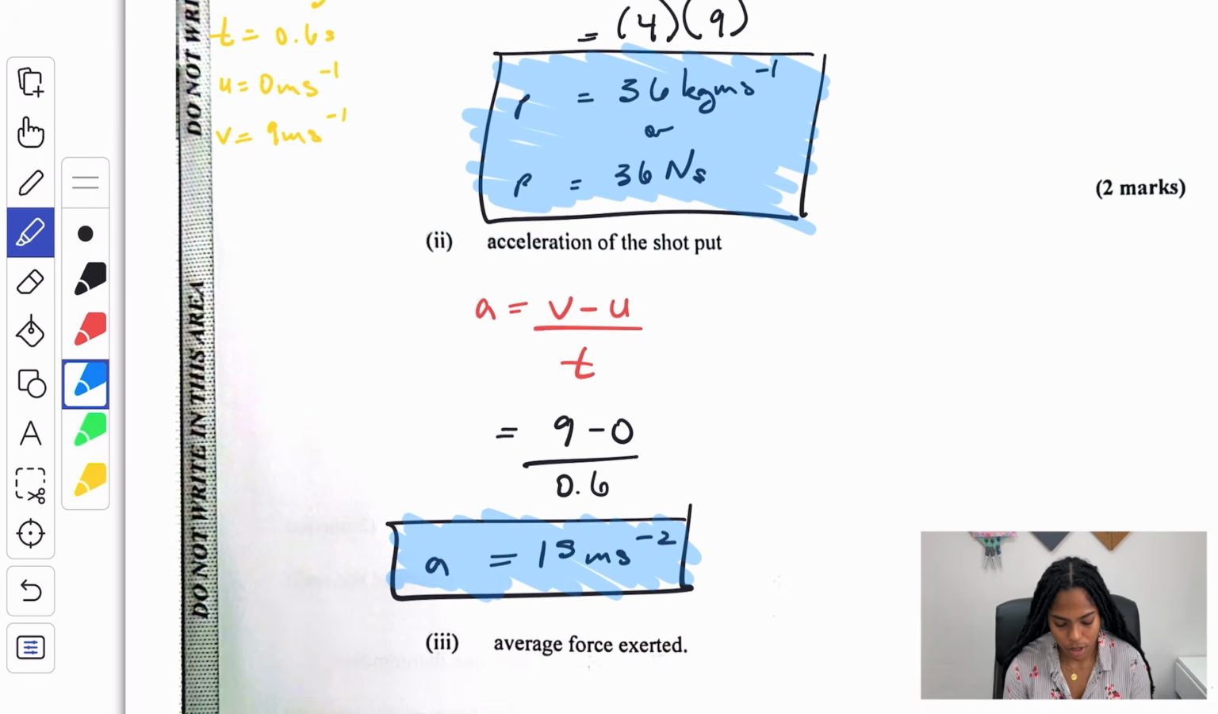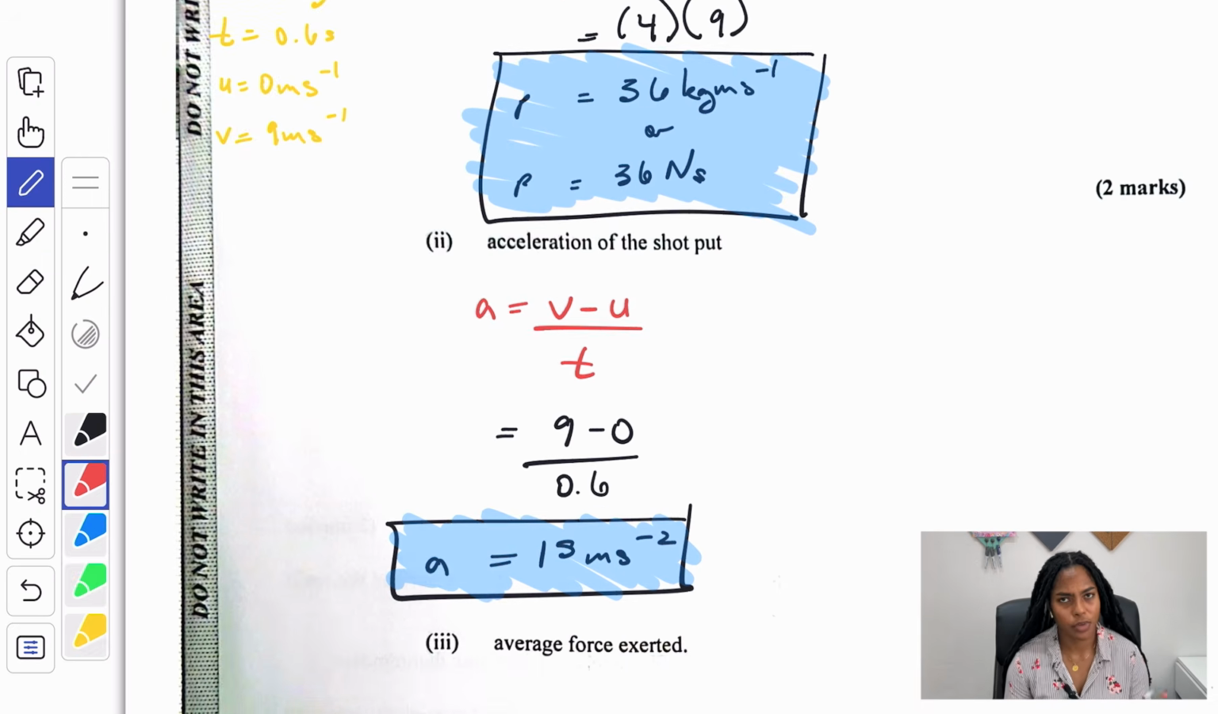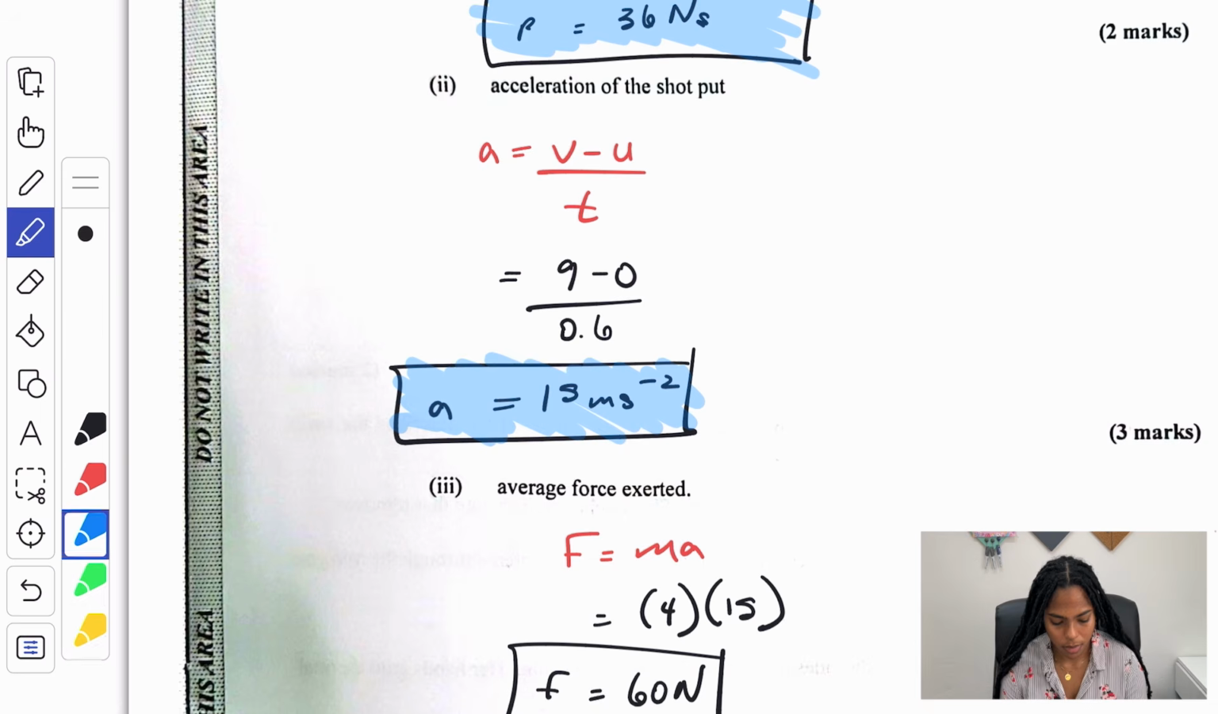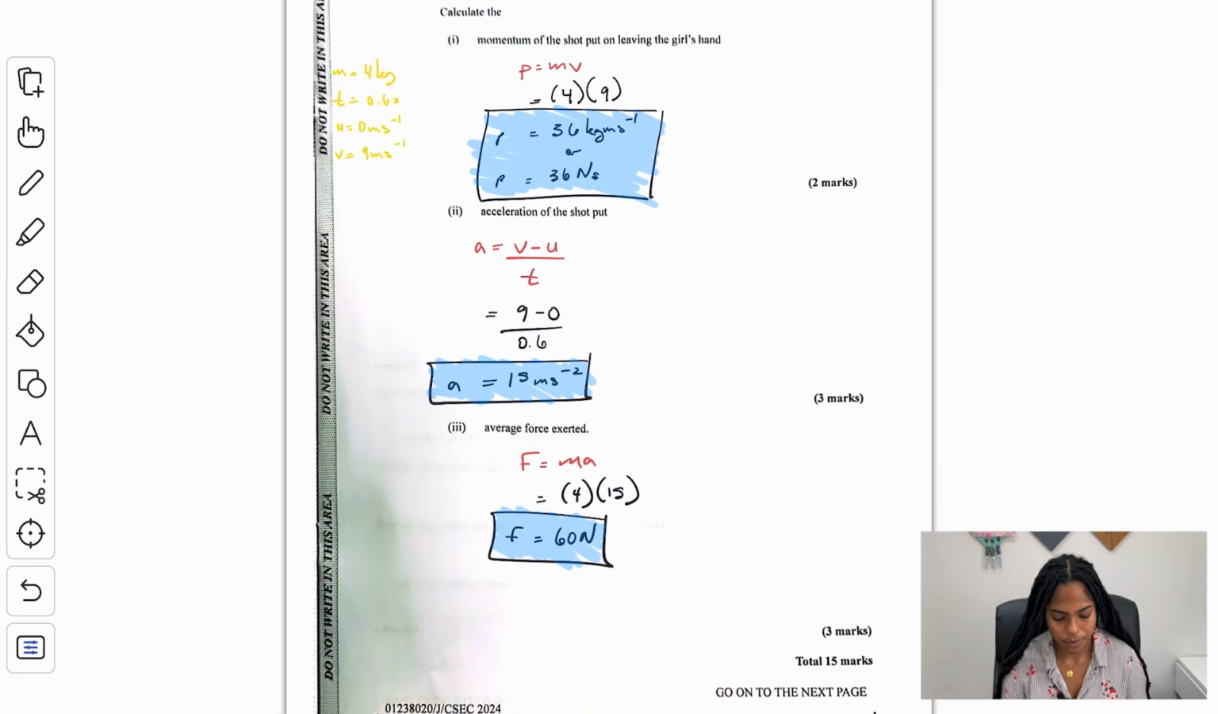Now, what is the average force exerted? So if we just found acceleration and they're asking us to find force, now my mind is automatically thinking F is equal to ma. So force is equal to mass times acceleration, and we know the mass is 4 kilograms and the acceleration is 15, so that gives us 60 newtons. And that's it for question 2.